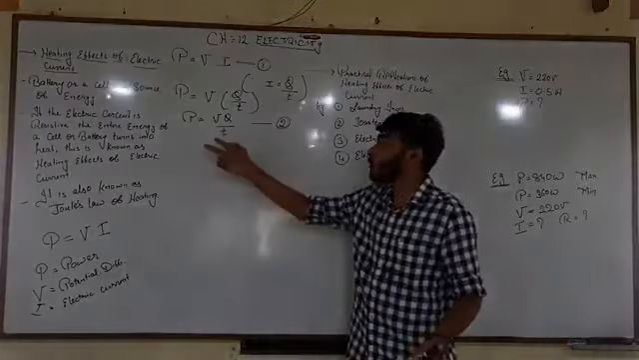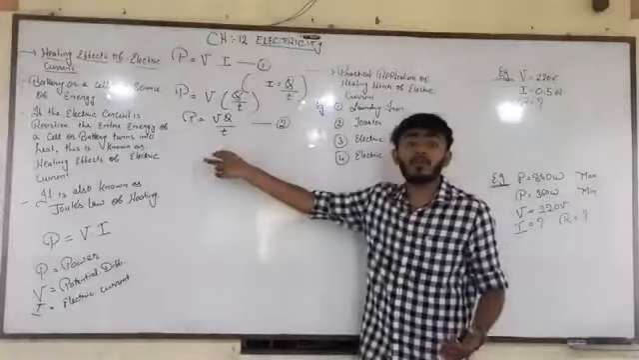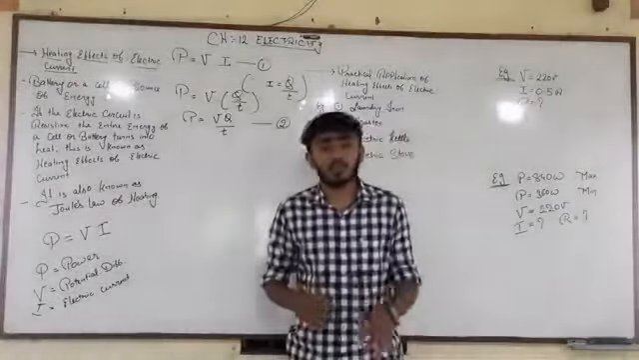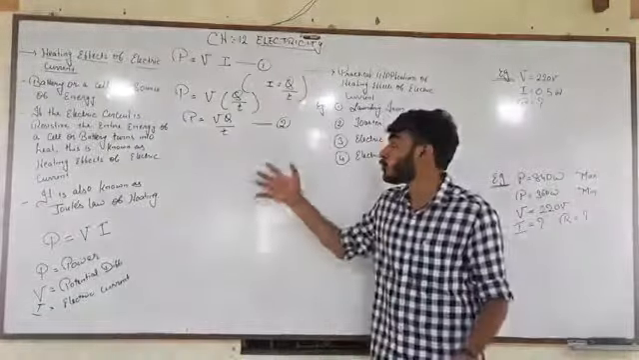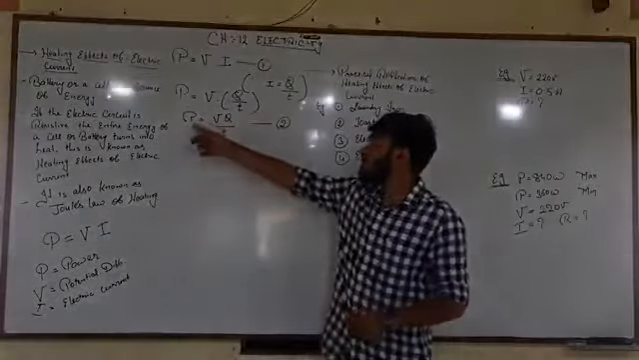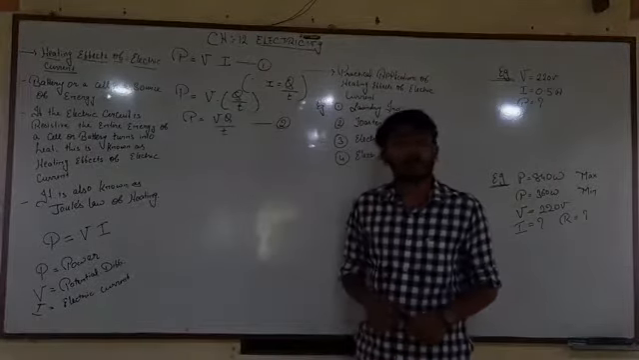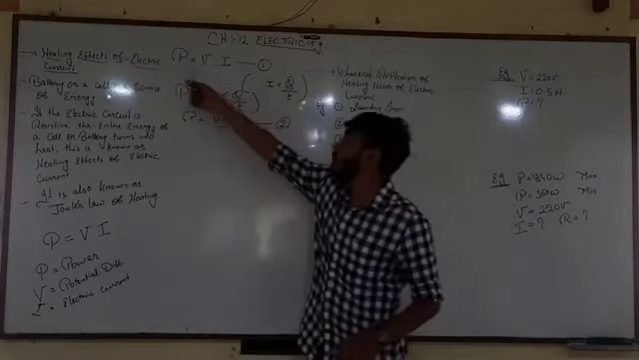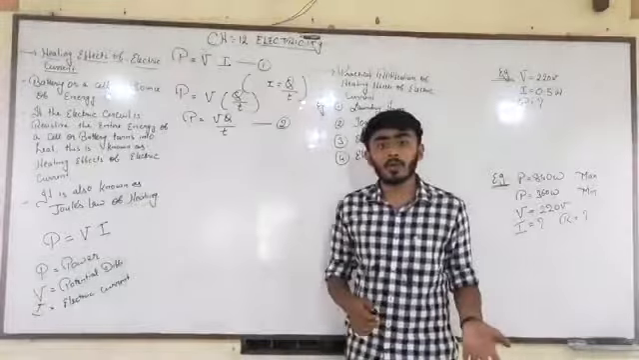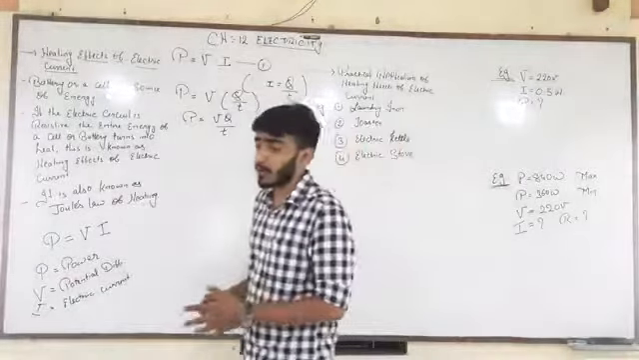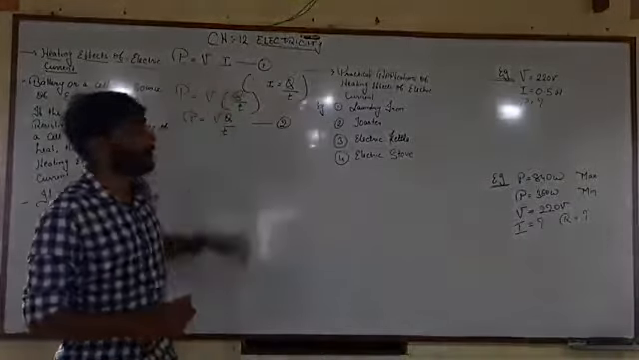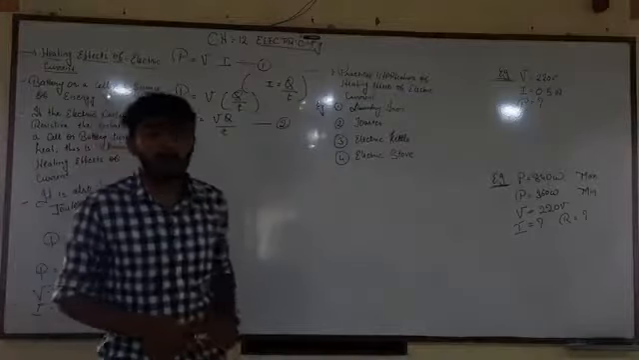Then you need to use this formula. We will solve various examples through which you will get an idea of how to solve these numericals. So this is P is equal to VQ upon T, and this is P is equal to VI. That is the general formula of power: the potential difference multiplied by the electric current will give you electric power.